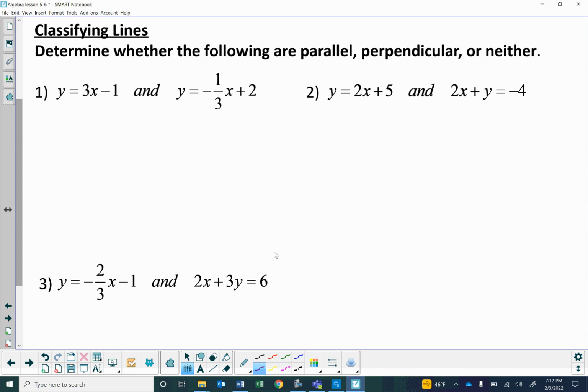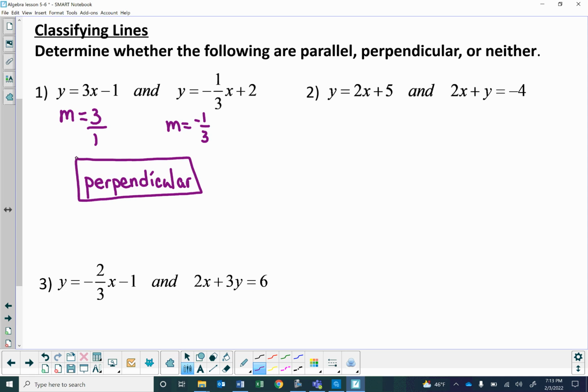If we look at this first problem here, the first equation, y equals 3x minus 1, the slope of that is 3. And the second equation here, y equals negative 1/3 x plus 2, that slope here is negative 1/3. Another way of writing the slope of 3 is writing it as 3 over 1. So we can clearly see that one's positive, one's negative, so they're opposites, and they're reciprocals of each other. So if they're opposite reciprocals, that means these are perpendicular lines. Okay, P-E-R-P-E-N-D-I-C-U-L-A-R, perpendicular. So these are perpendicular.